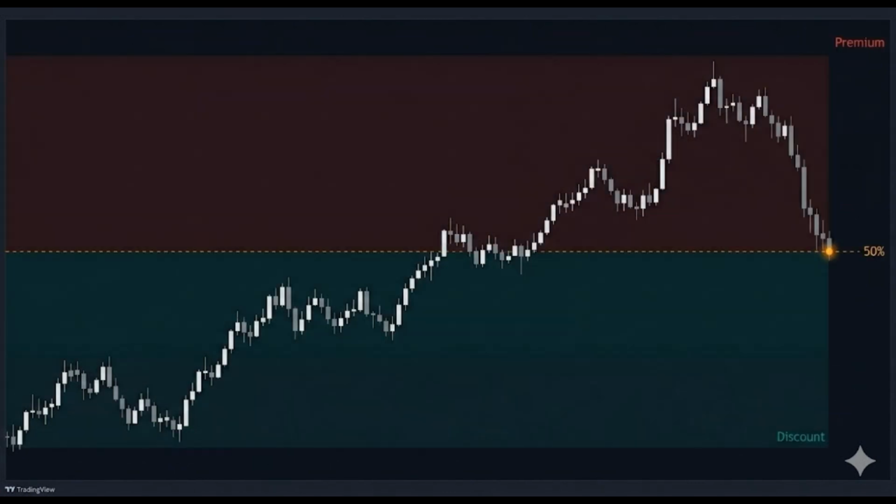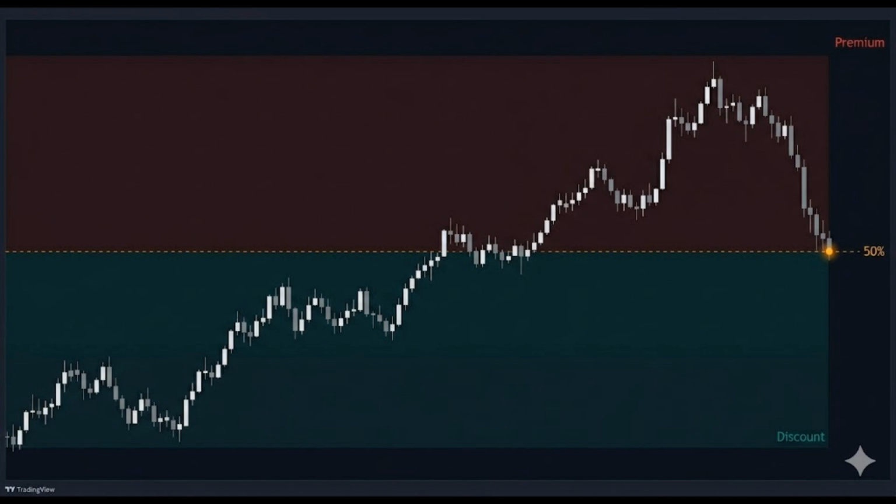Step 2. Marking the discount zone. I'm drawing the swing from the most recent significant low to the current high on the daily. I mark my 50% equilibrium. Anything below this line is discount. I can see that price has recently retraced and is currently sitting just below the equilibrium. That puts it in the discount zone.